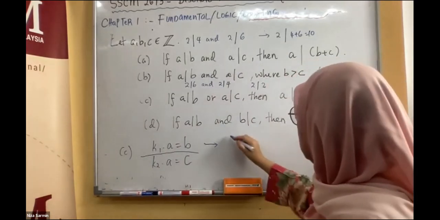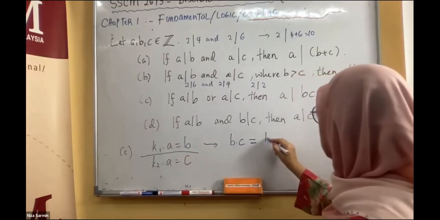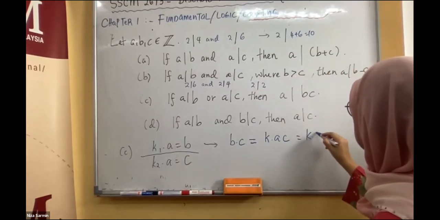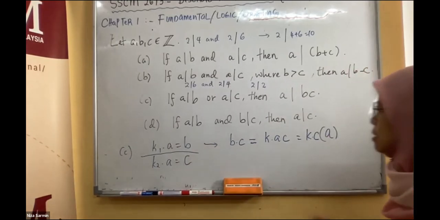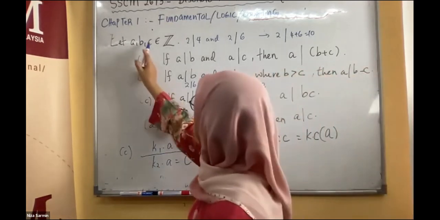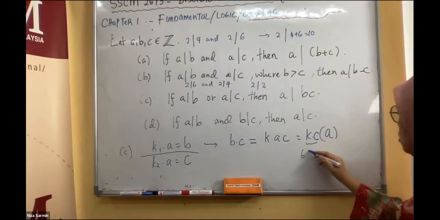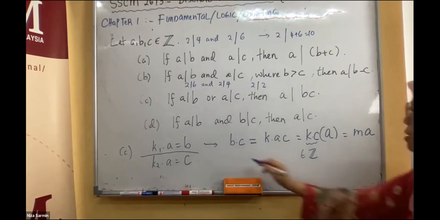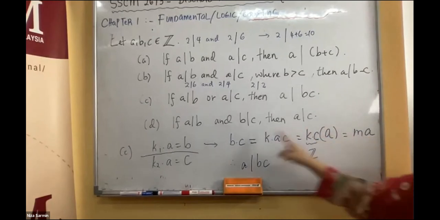you multiply by C. B times C equal, multiply by C, K1AC, which is KCA, right? This K1 are integers. This A, B, C are all integers. Okay, so KC is also integer, call it M. So A divides BC. A divides BC.